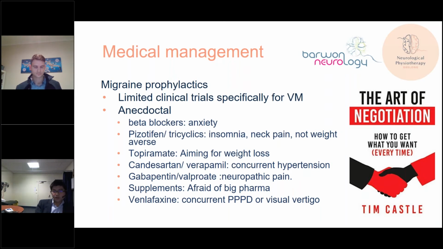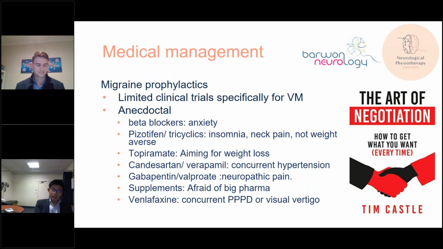In regards to migraine prophylactics, the general rule for chronic migraine management is that if you are having more than 4 event days in a month, or you are significantly disabled based on the MIDAS score, it is probably quite reasonable to be on a migraine prophylactic.